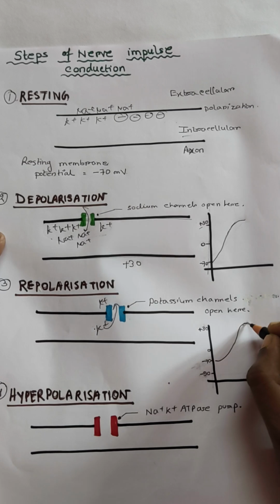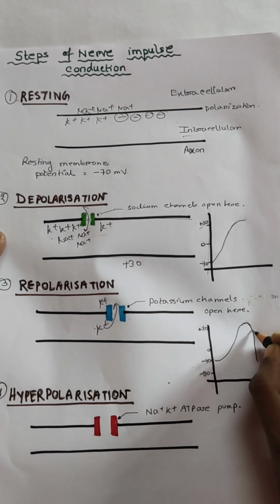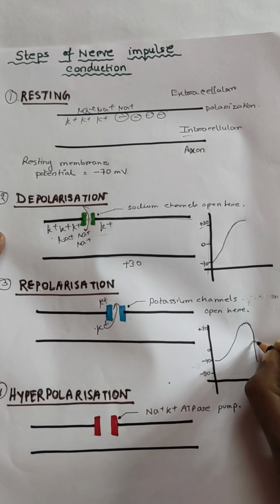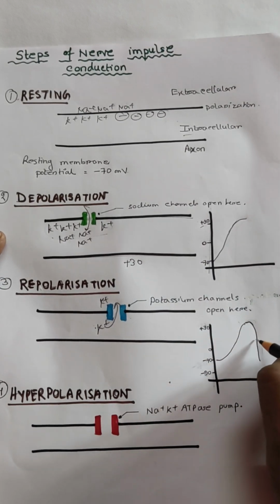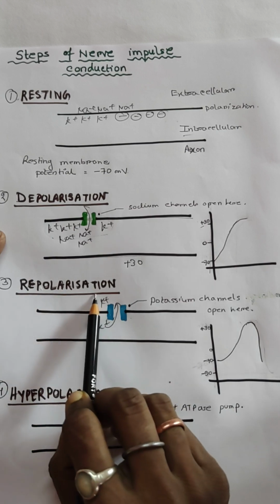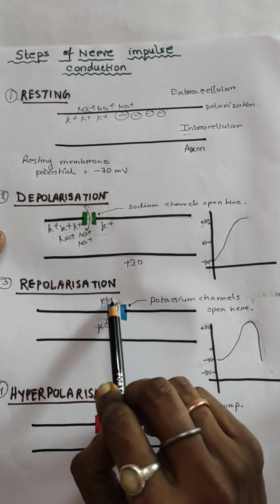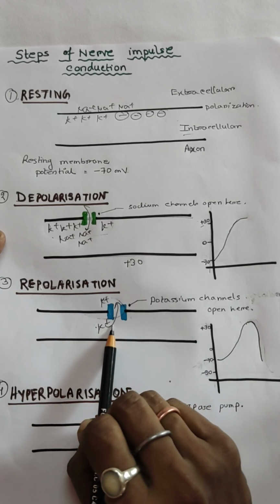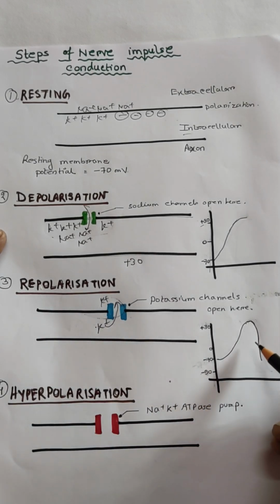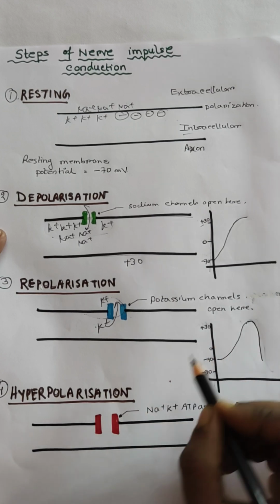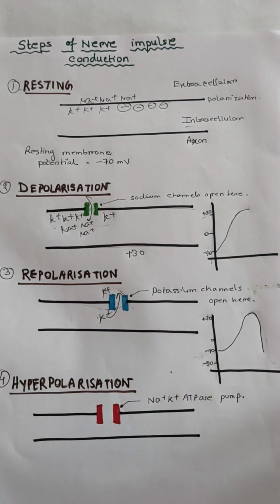So, the graph will fall down. Okay, the graph will fall down. So that incident happens in the repolarization, when the potassium ions are getting outside and the positivity becomes low and negativity becomes high. Okay, then the last step is the hyperpolarization.